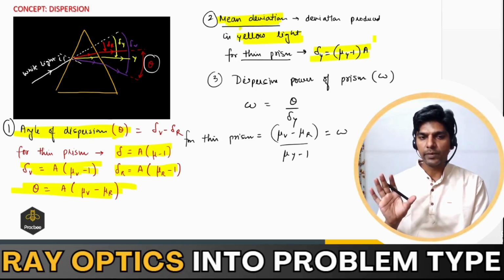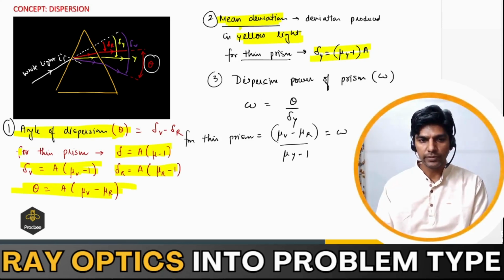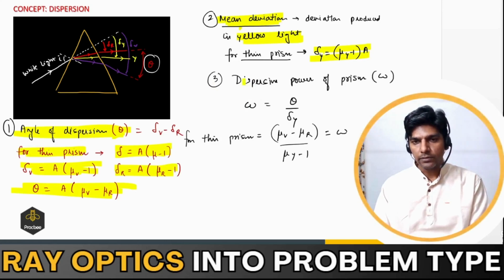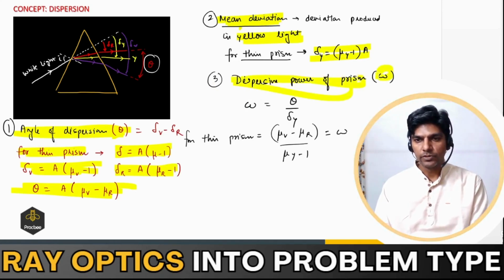So these formulas are applicable for thin prism, right? So whatever formulas that we are looking at. Then the third important physical quantity is dispersive power of the prism, which is denoted with omega, and it is nothing but the ratio of angular dispersion and the mean deviation. And for thin prism, it can be written as mu v minus mu r upon mu y minus 1.